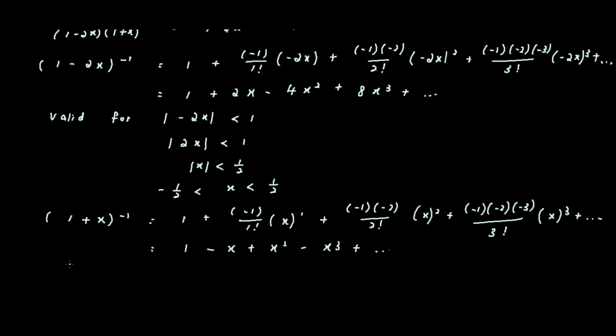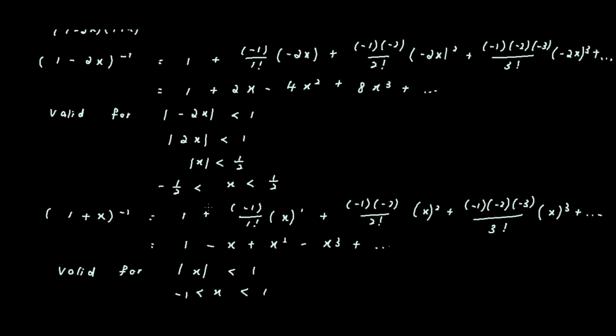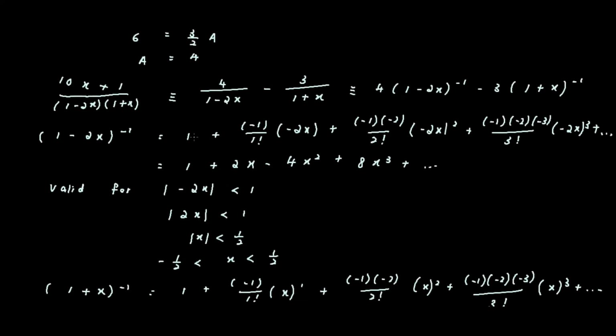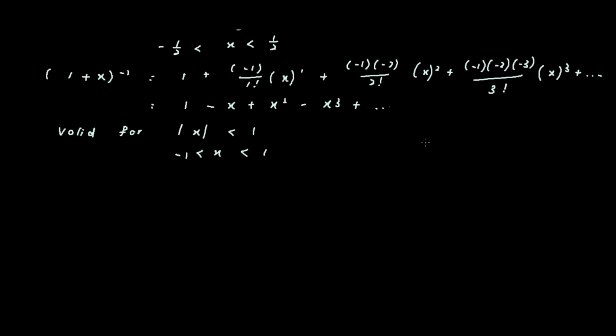Okay, same thing, valid for, this one is easy. So modulus x lesser than 1. So you have x greater than -1 and x less than 1. Okay, so now let's try to put them into an equation together, putting them back into this form. So copy down whatever that you have.